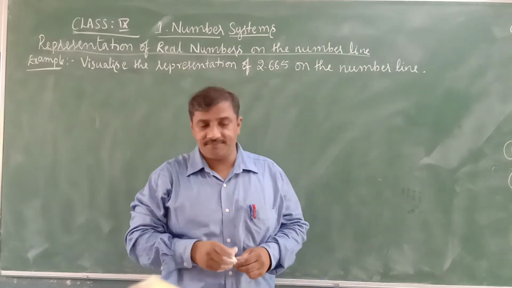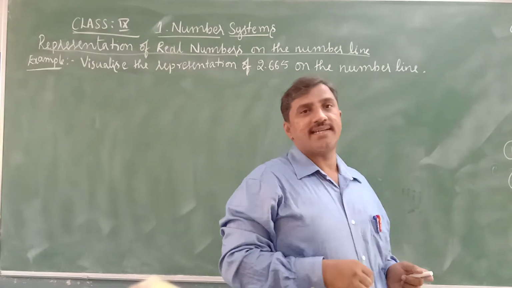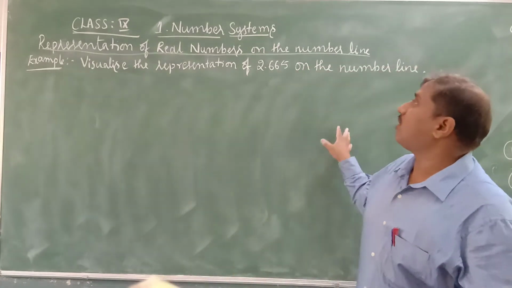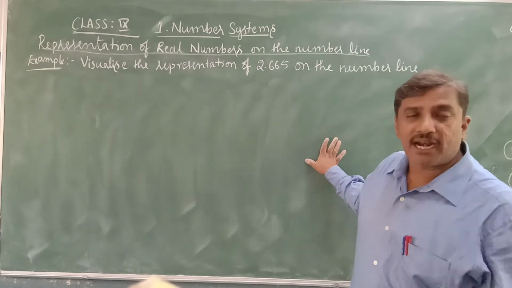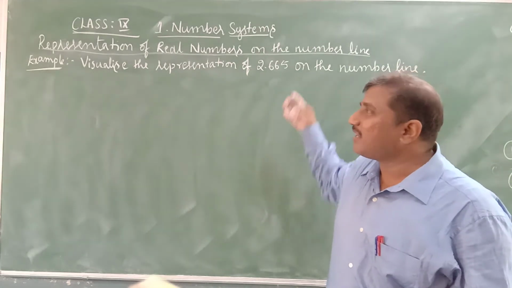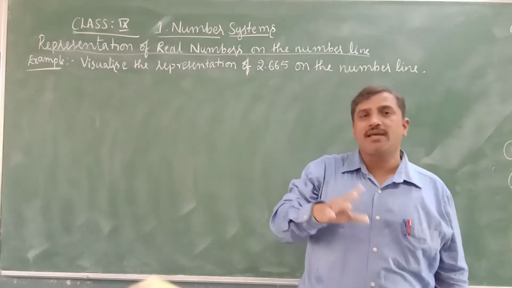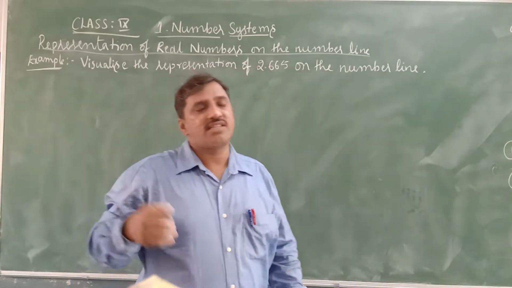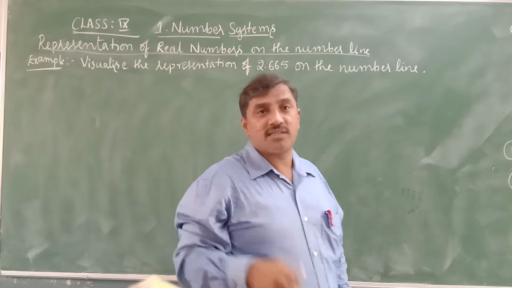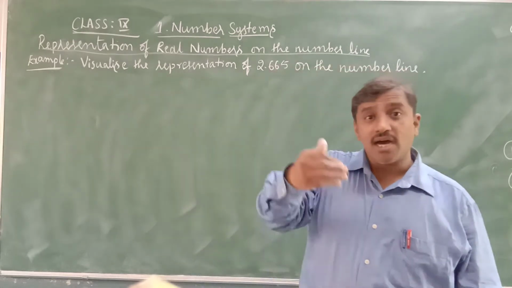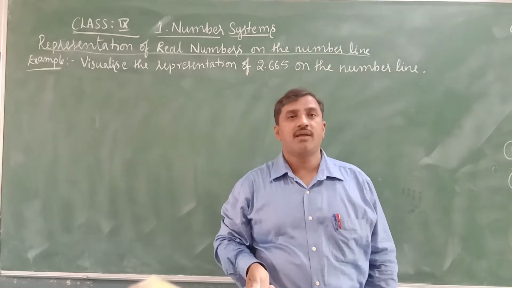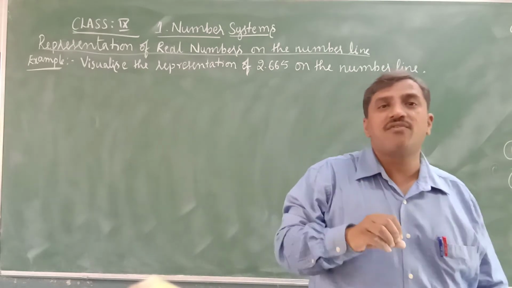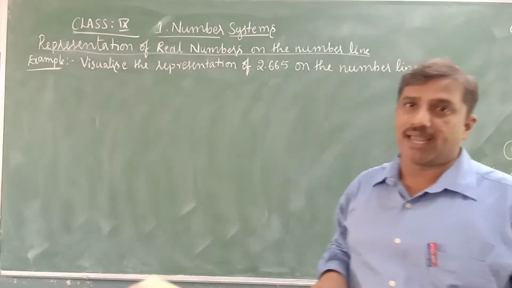Namaste children. Today we are going to discuss representation of real numbers on the number line. Real numbers include both rational numbers and irrational numbers. In the previous class we studied how to represent rational numbers on the number line, which are in the p by q form, and representation of irrational numbers on the number line.